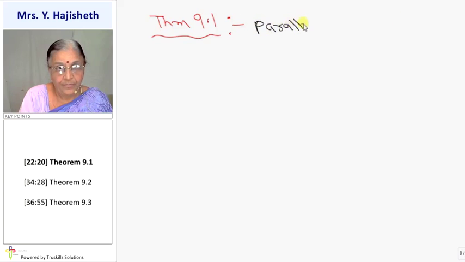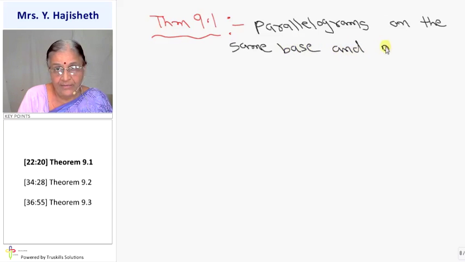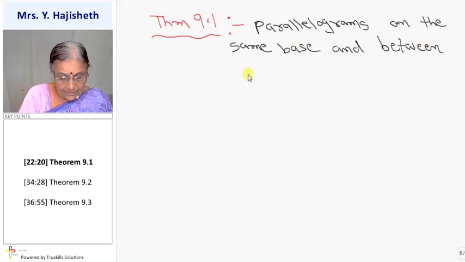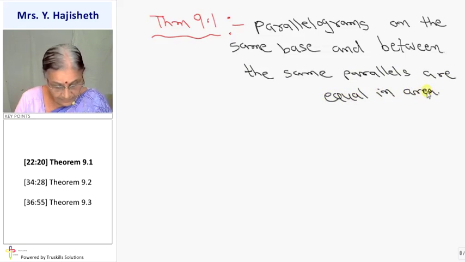Parallelograms on the same base and between the same parallels are equal in area. They are always equal in area. Right? Now this theorem we are proving.